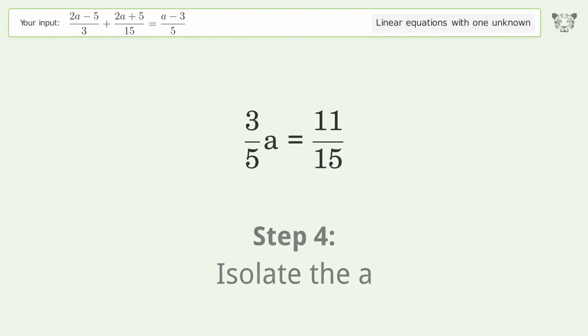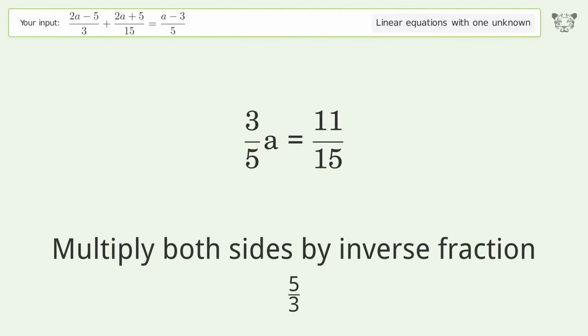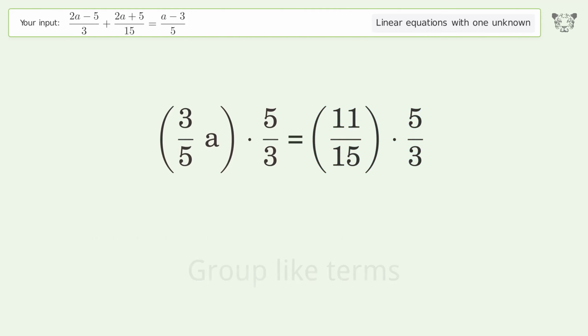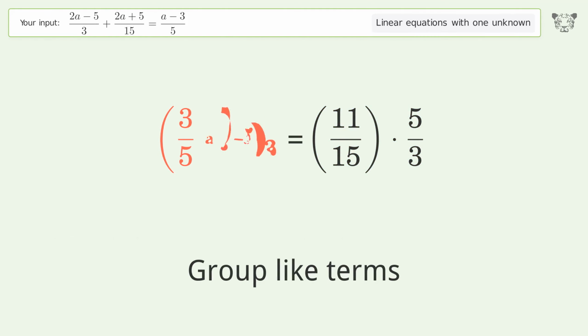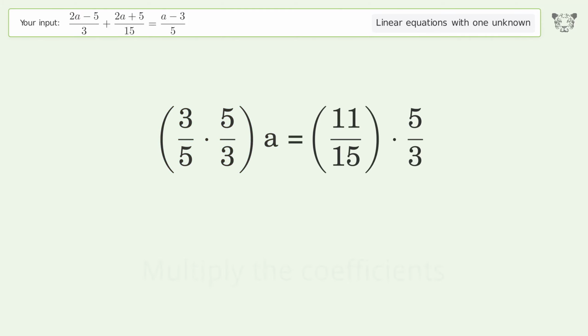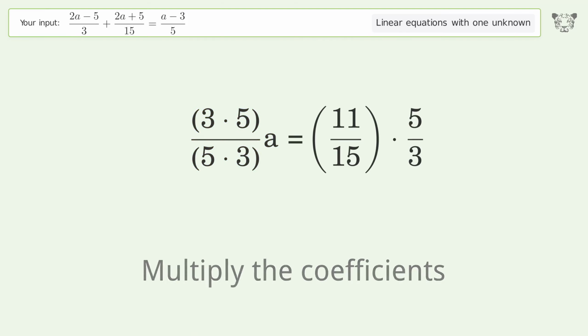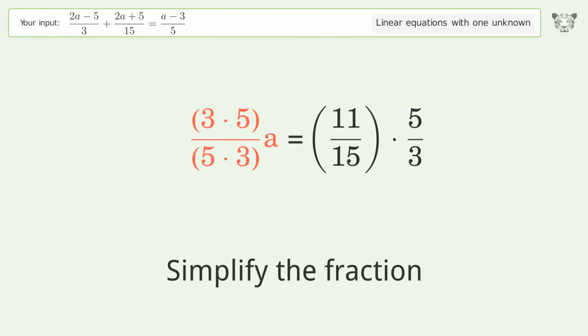Isolate the a. Multiply both sides by inverse fraction 5/3. Group like terms. Multiply the coefficients. Simplify the fraction.